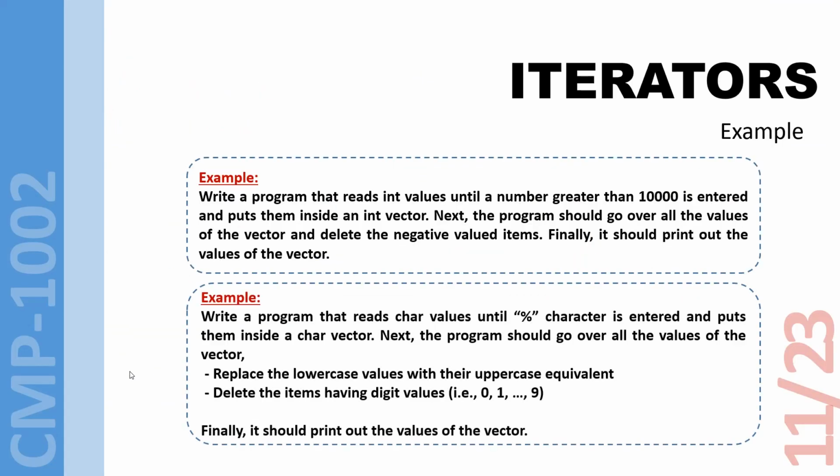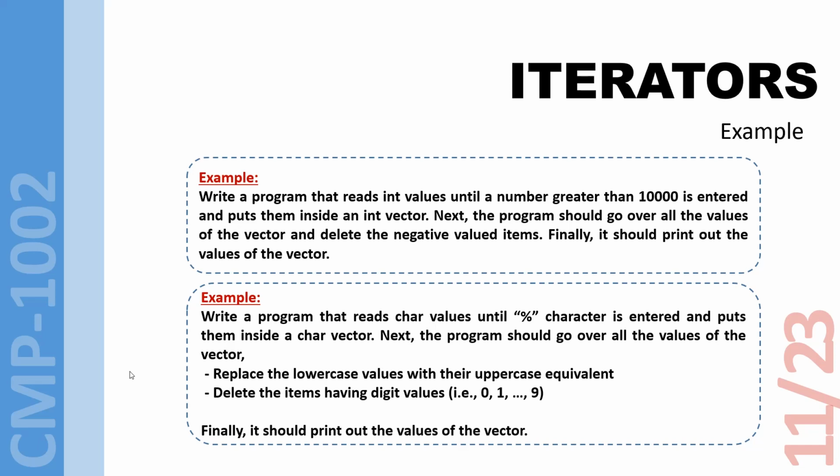There's another question here, which is a bit more sophisticated version of the previous one I have solved. I think this is going to be a good exercise, but I'm going to leave it to you to code and try. This is a program which reads character values until a percent character is entered. And now you have to use a character vector. Next, the program should go over all the values of the vector. First of all, it has to replace the lowercase values with their uppercase equivalents. And then you have to delete the items which have digit values from 0 to 9. And finally, it's supposed to print out the values of the vector. So I think it's going to be a good example, but I'm not going to go into the details and I'm not going to solve this one.